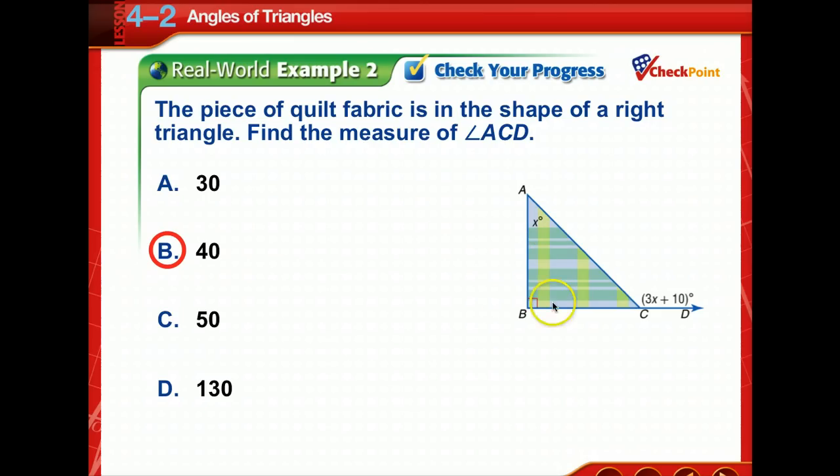Find the measure of ACD. Huh, that's interesting. The measure of x is 40. If I do 3 times 40, 120 plus 10, I would get 130 for the measure of that angle. Isn't that interesting? Because x is just 40, it's just the value of x. It's not the measure of ACD. So they made a mistake here. It should be D.